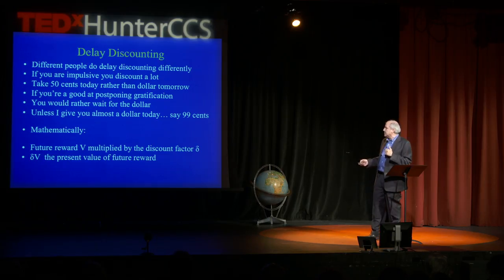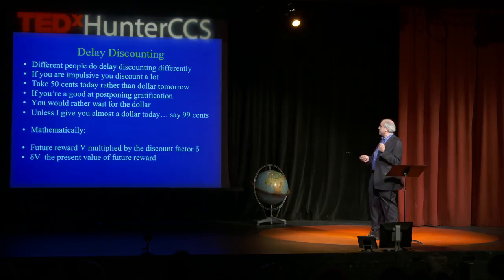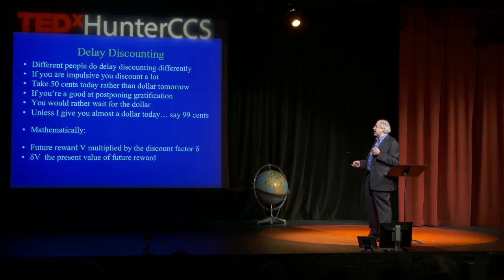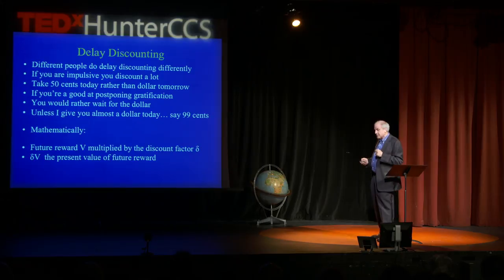And this is represented by what's called the discount value, which we put a little symbol on called delta. It's math, so it's delta, right? So delta times value is the present value of a future reward. Somebody owes you $10 tomorrow, and he says, hey, how about I give you $9 today? Then you would have a 90% discount value. You say, you know, I'll take it because I'd rather have it today than wait. We good with that? Okay.